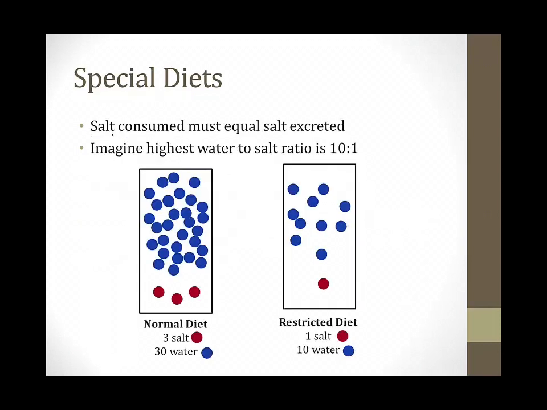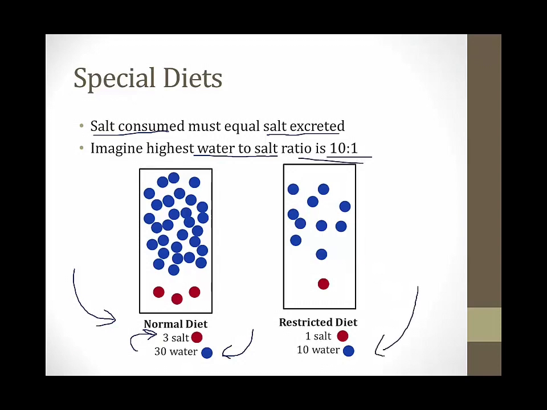To make this more clear, let's go through the thought experiment I've shown on the screen. So the salt that you consume in your diet must equal the salt excreted. And let's imagine that the highest water to salt ratio that the kidneys can achieve is 10 to 1. In a patient on a normal diet who consumes 3 units of salt, that patient can excrete 30 units of water and still abide by the 10 to 1 ratio required by the kidneys.